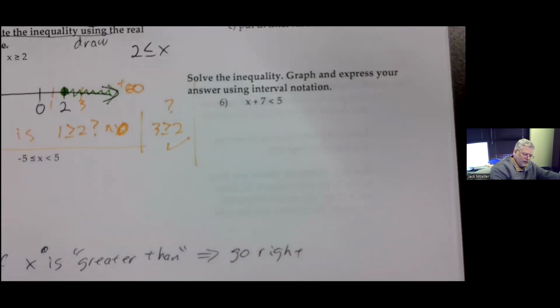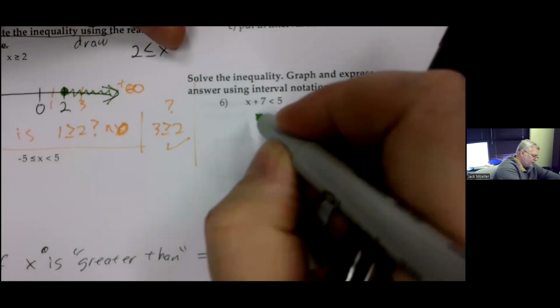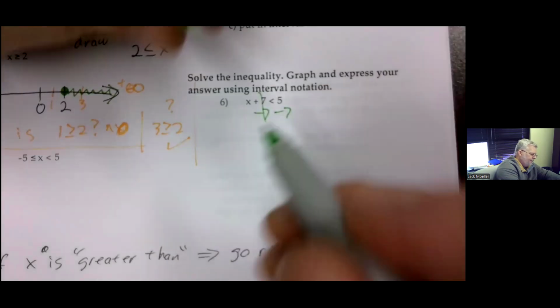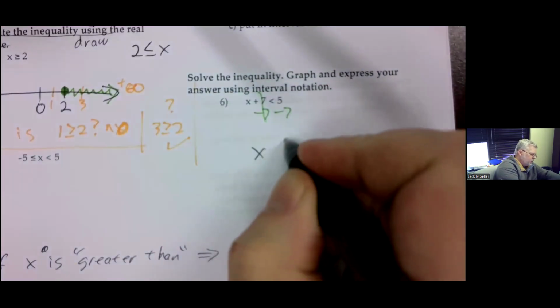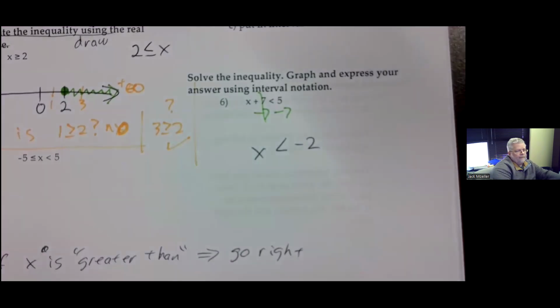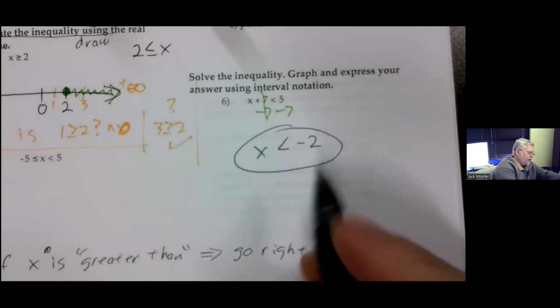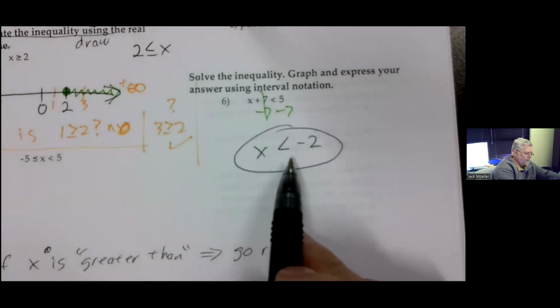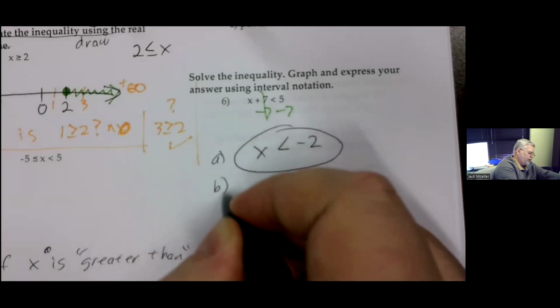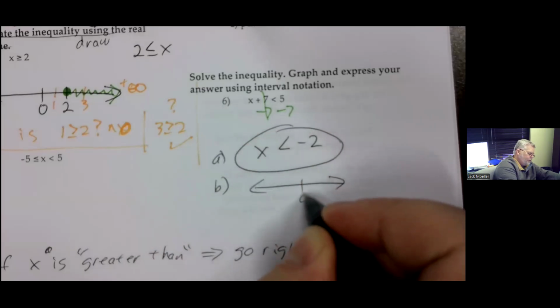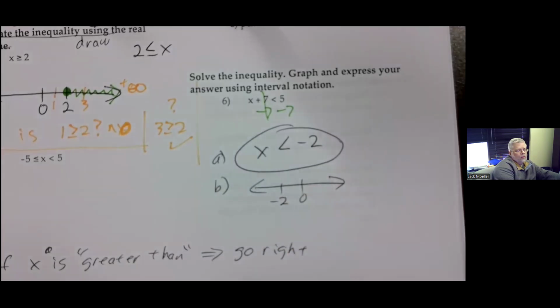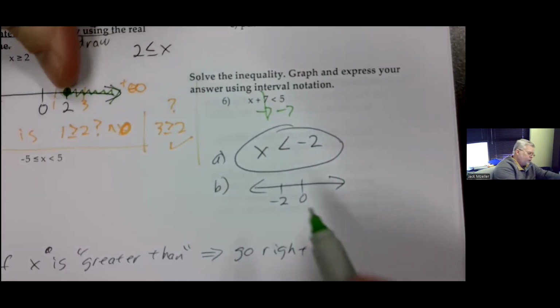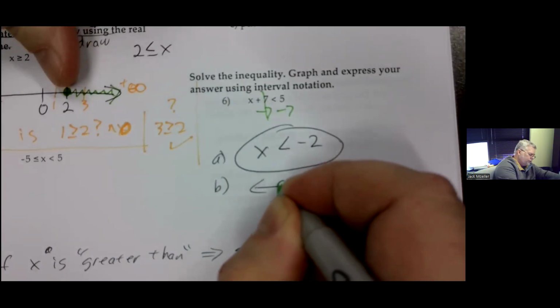Okay, so we're just isolating the variable. So you're just subtracting 7 from both sides. You get x is less than negative 2. And as soon as you get your x isolated, you're done. So that would be the inequality notation. That's the first part of your answer, so that would be part A. Part B would be to graph it. Okay, so for negative 2, we're doing an open circle where there's no equals.